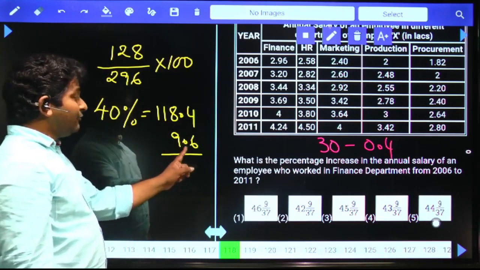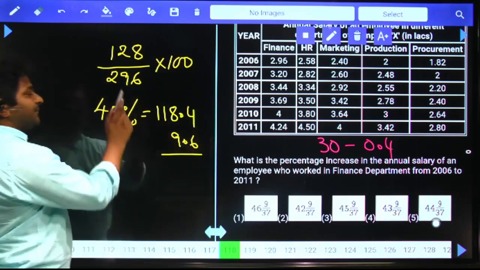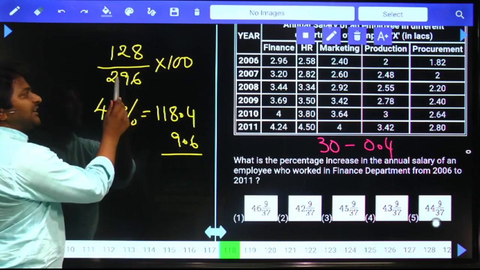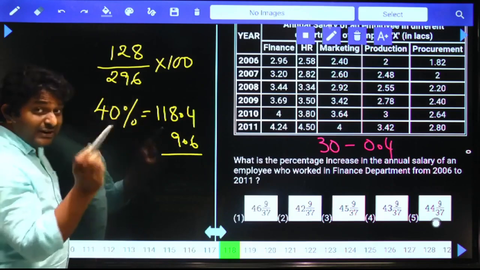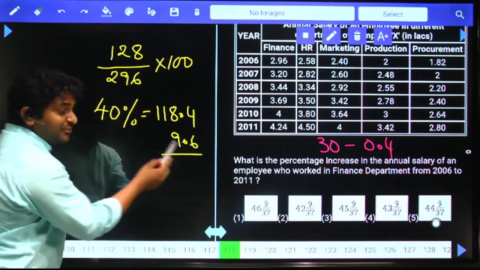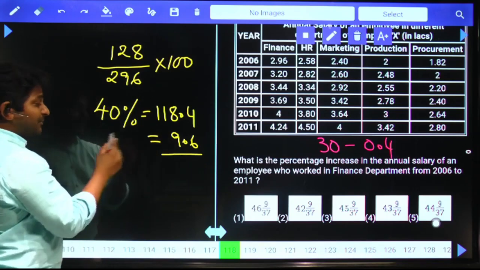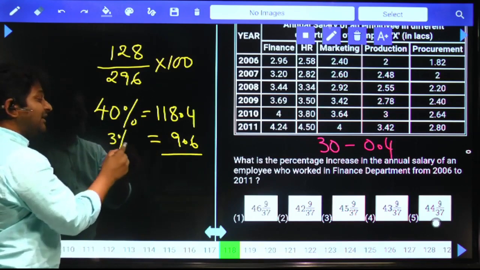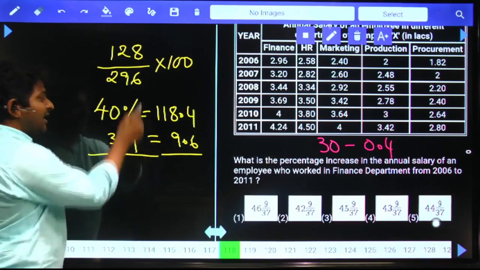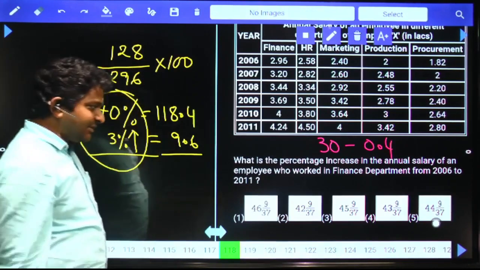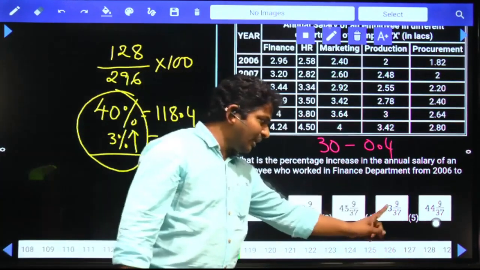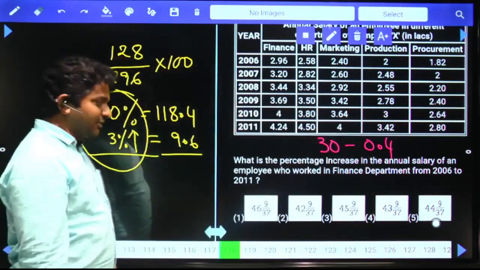How much we have to add? 9.6. Now let's see. 1 percentage is equal to 2.96, approximately 3. And this is 3 times we have. So this value is approximately 3 percentage, but a little bit more than 3 percentage. Answer should be approximately 43 percentage. How many options are there? There is only one, 43, 9 by 37. Fourth option, final answer.